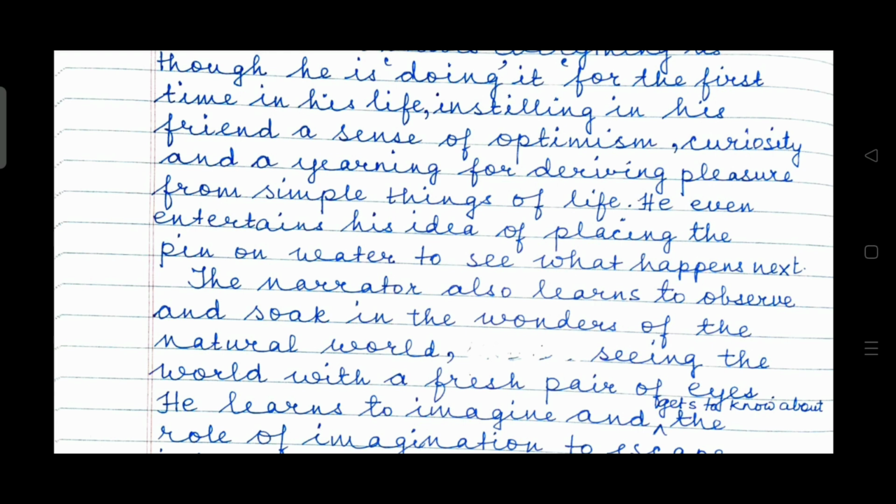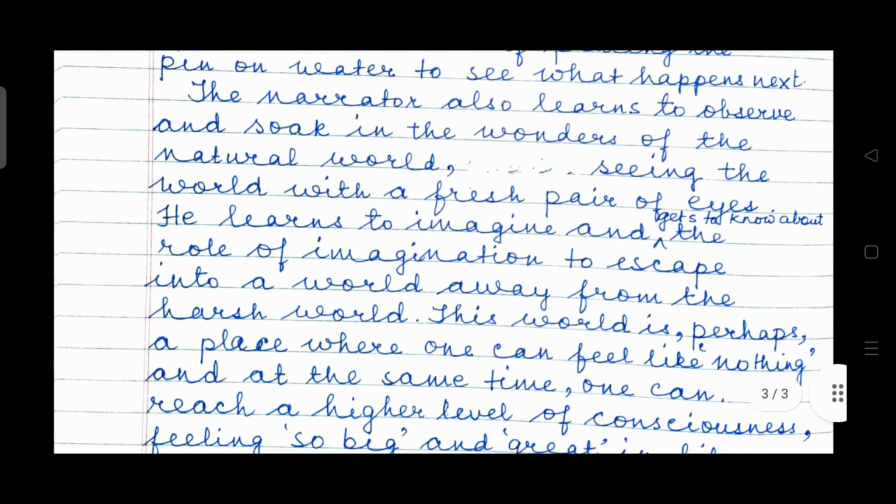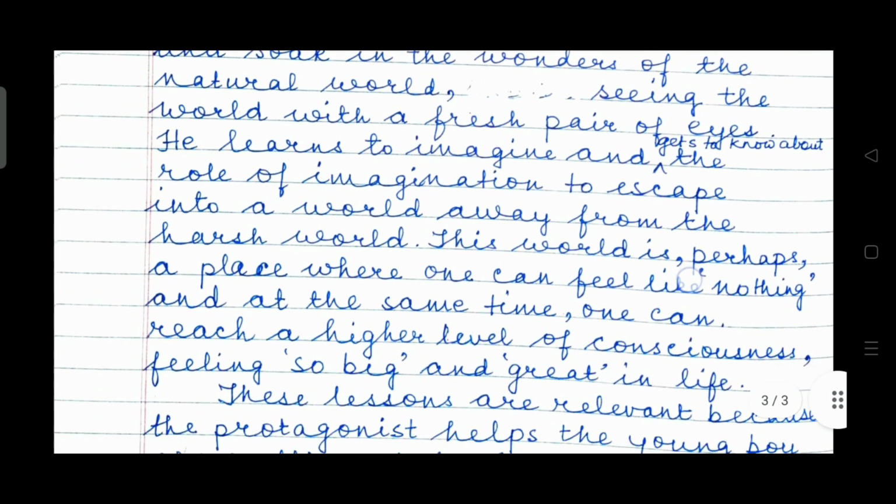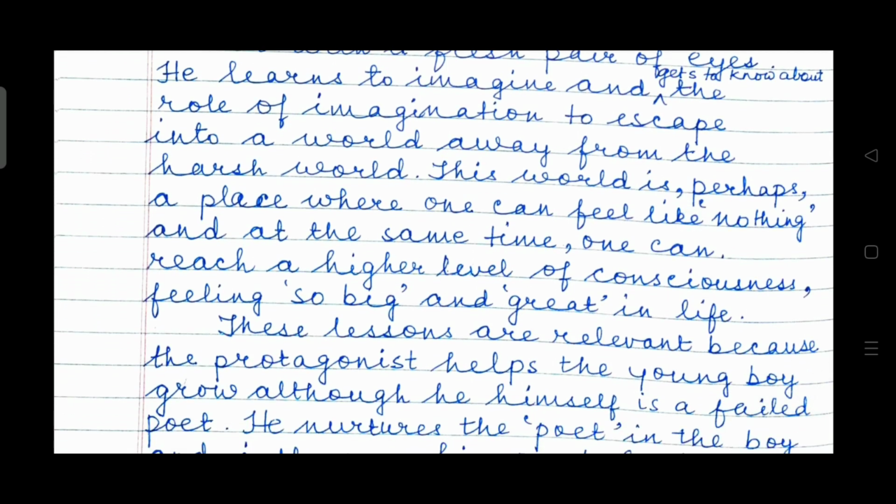He learns to imagine and gets to know about the role of imagination to escape into a world away from the harsh world. B. Wordsworth may be a failed poet, but like William Wordsworth, the famous nature poet, who was a lover of nature, B. Wordsworth is a lover of nature and he teaches his narrator friend to love nature, to appreciate the beauty of nature. This world is perhaps a place where one can feel like nothing because of the vastness of the nature, and at the same time one can reach a higher level of consciousness, feeling so big and great in life.